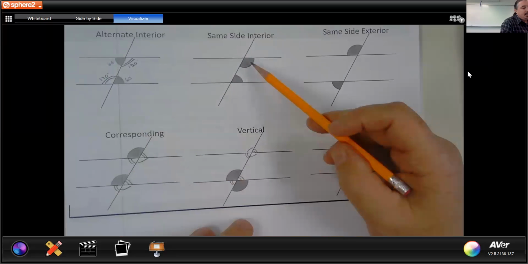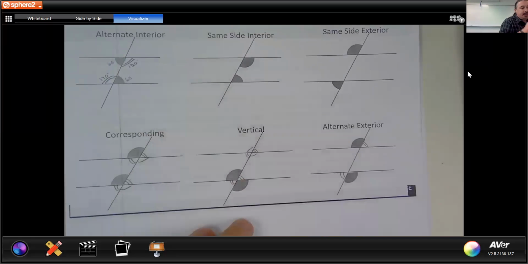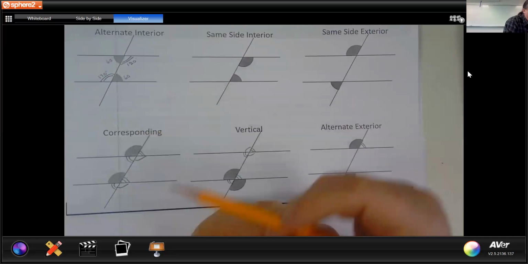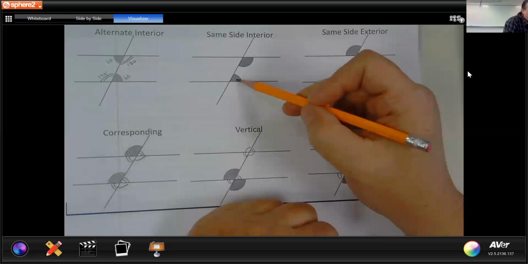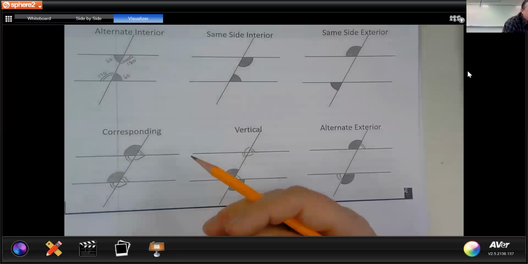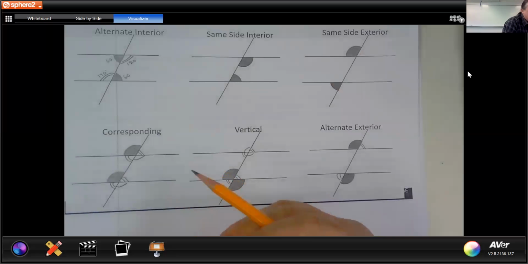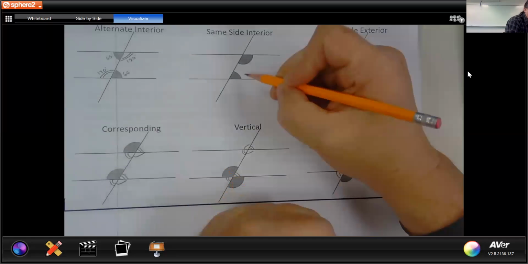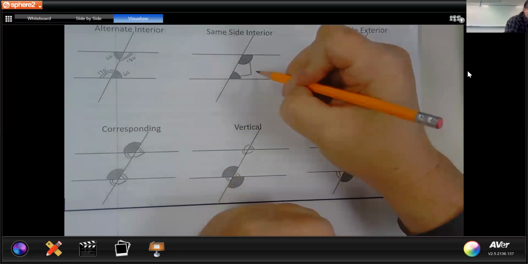All right, now let's get into same side interior. Same side interior is a little bit different than these. These are not congruent angles. And we could see that with our eyeball test, right? We have an obtuse angle here. We have an acute angle here. We could see that they're different, but most importantly, both these angles add up to 180 degrees.